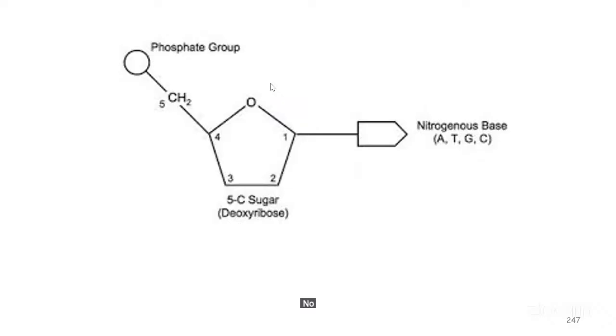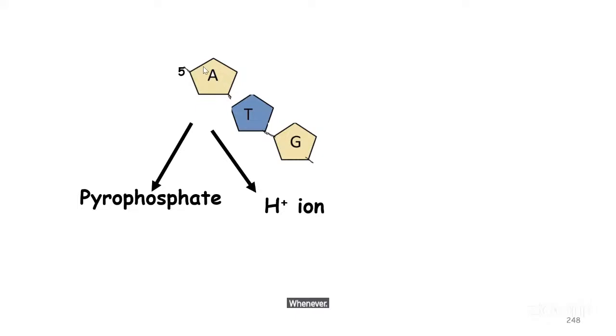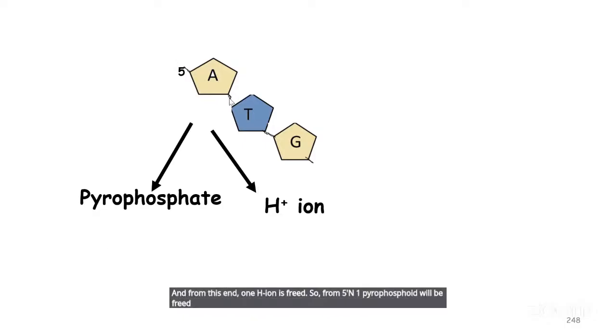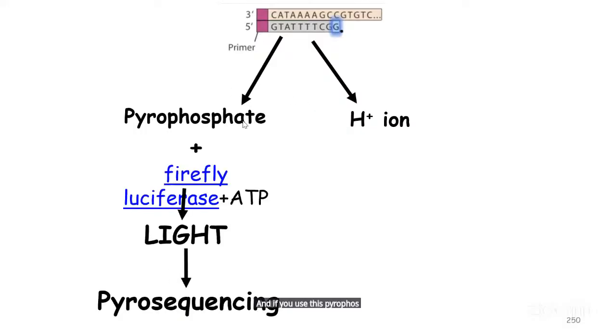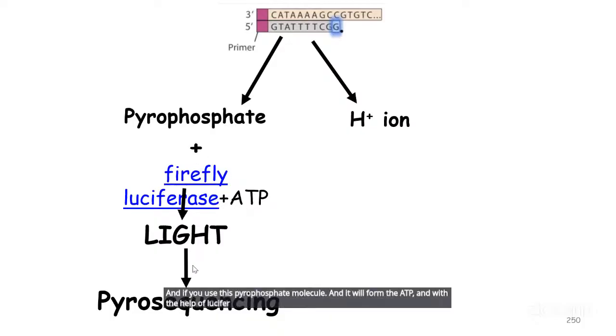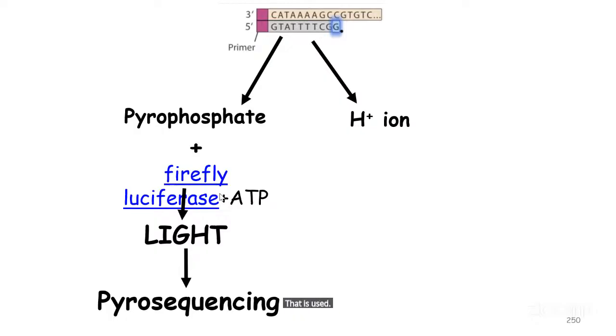Now, another thing is there is a phosphate group attached to this molecule. Whenever a nucleotide binds to another molecule, one phosphate group is freed, and from this end, one H ion is freed. From the 5' end, one pyrophosphate will be freed, and from the 3' end, one H ion will be freed. If you use this pyrophosphate molecule, it will form ATP, and with the help of luciferase enzyme, it gives light. That is used in pyrosequencing. So instead of fluorescence, with each molecule added, you can detect the light. That is used by the pyrosequencing method.